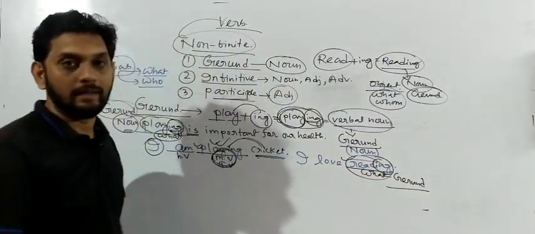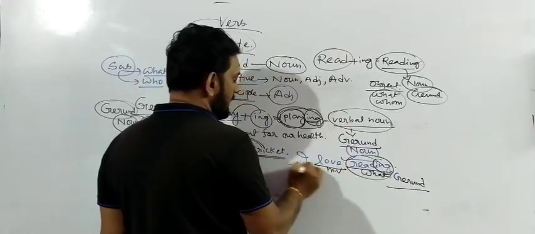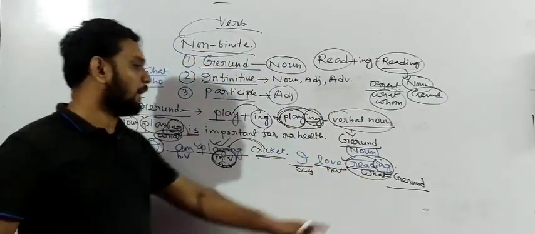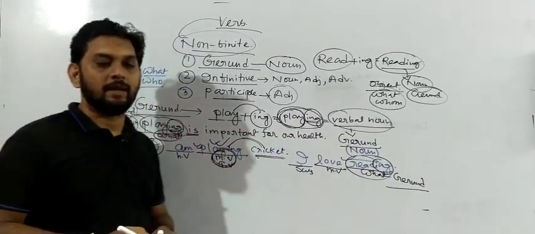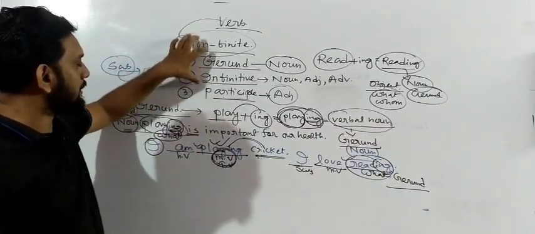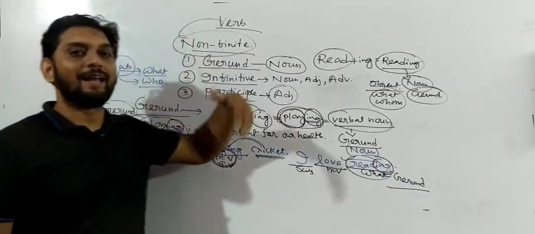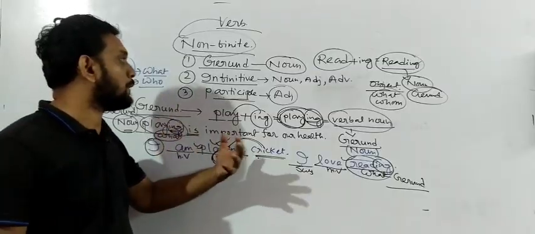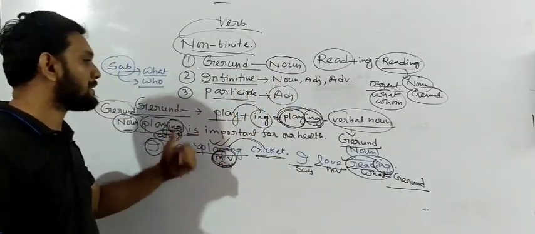I love what? Reading. So now love is the main verb of this sentence, and I is the subject over here. So a gerund can also act as the object of a sentence and also the subject of a sentence. So what did we learn? That the non-finite verb has been divided into three parts: gerund, infinitive and participle. But a gerund never acts as a verb of a sentence. It cannot act as a verb. It always acts as the noun of a sentence. I have already made you understand how that happens.